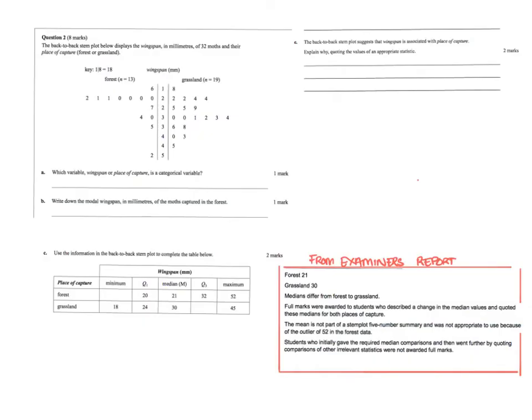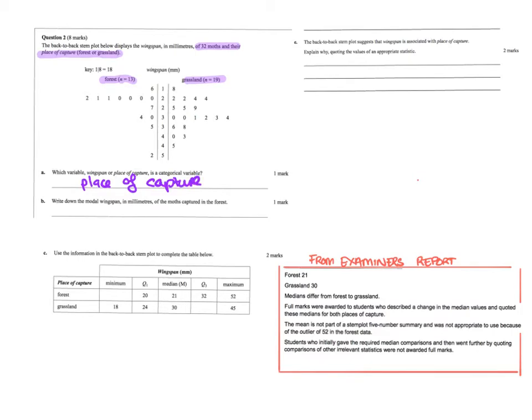Okay, so we've got a couple more questions here. The back-to-back stem and leaf plot displays the wingspan in millimetres of 32 moths and their place of capture, whether they were in the forest or the grassland. Which variable, wingspan or place of capture, is categorical data? You guys tell me, which one? Wingspan or place of capture? So that's the categorical, isn't it? Place of capture, good.